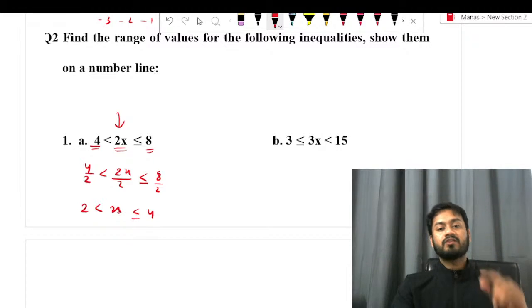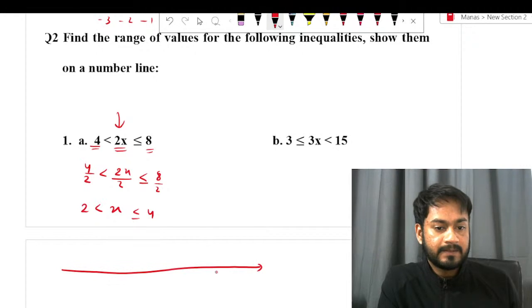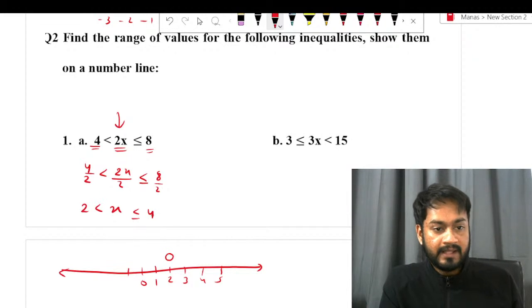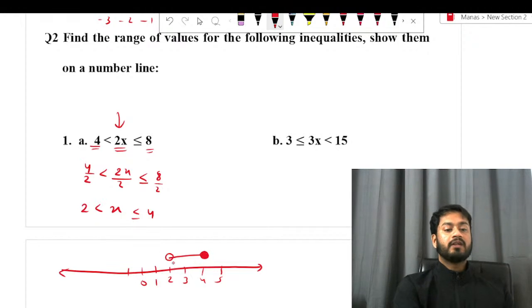Now if you want to make this on a number line, what will you do? See, you will make a line like this, right? And this will be 0, and we require only positive numbers, so we'll take 1, 2, 3, 4, 5. Okay, so the range is x is greater than 2 and this is only greater than, so we'll use an open circle, and here x is less than or equal to 4, so 4 is included. Okay, 4 is included, so we'll make a line like this. So this is how we need to show it on a number line.